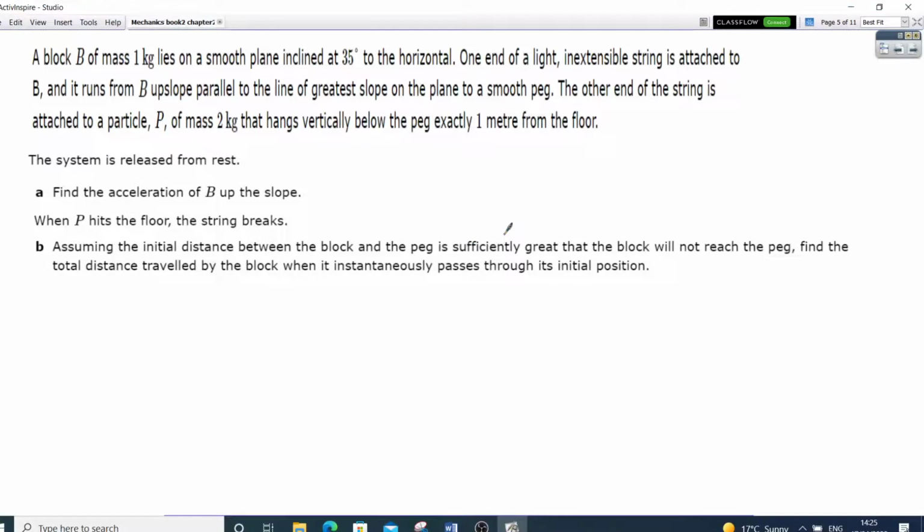Hi everyone. Okay, let's have a quick look at this question. Pause it if you want to have a go at it, otherwise continue watching.